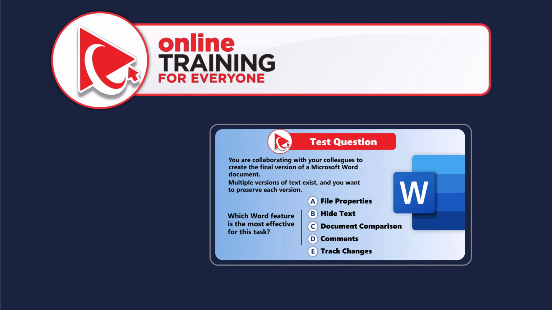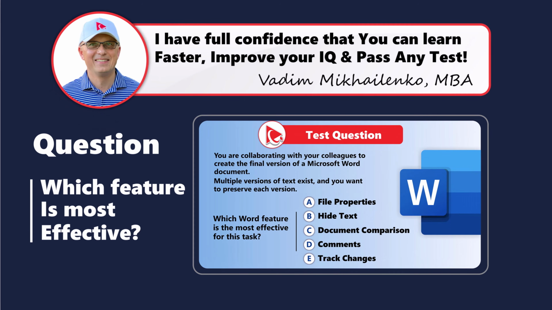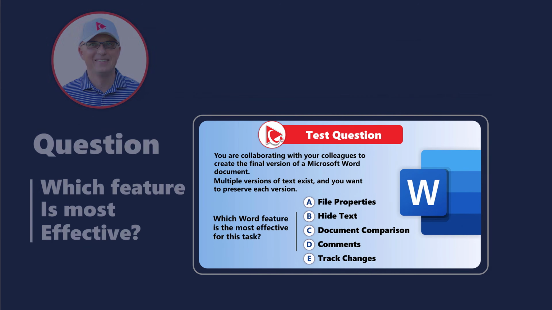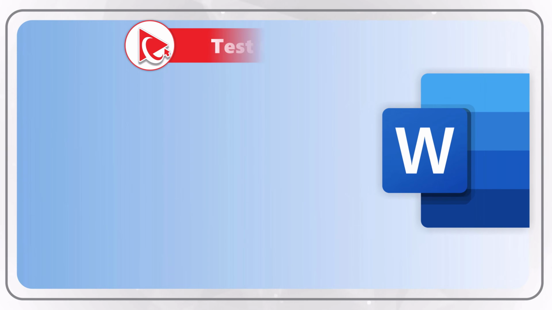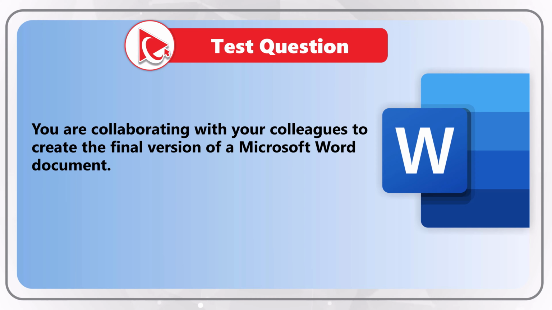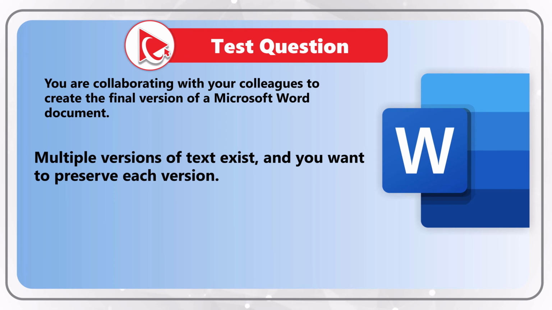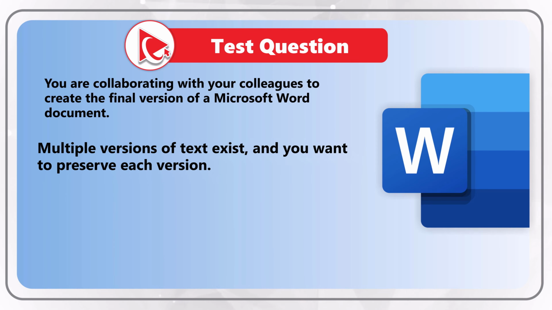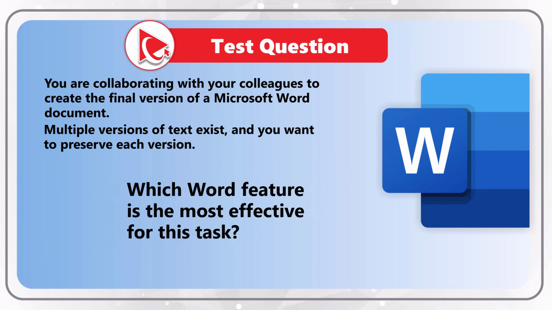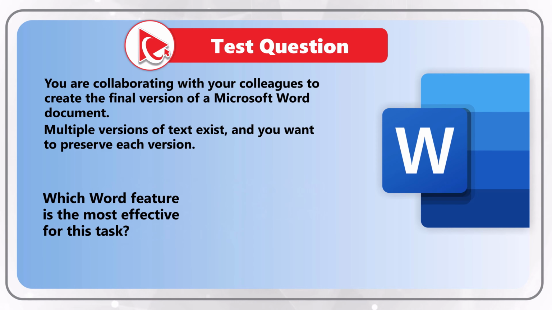What's amazing about this question is that you will not just learn the answer, but you will also learn about new features of the application. Here's the question. You're collaborating with colleagues to create the final version of a Microsoft Word document. Multiple versions of text exist, and you want to preserve each version. Which Word feature is the most effective for this task? And you're presented with 5 possible choices.